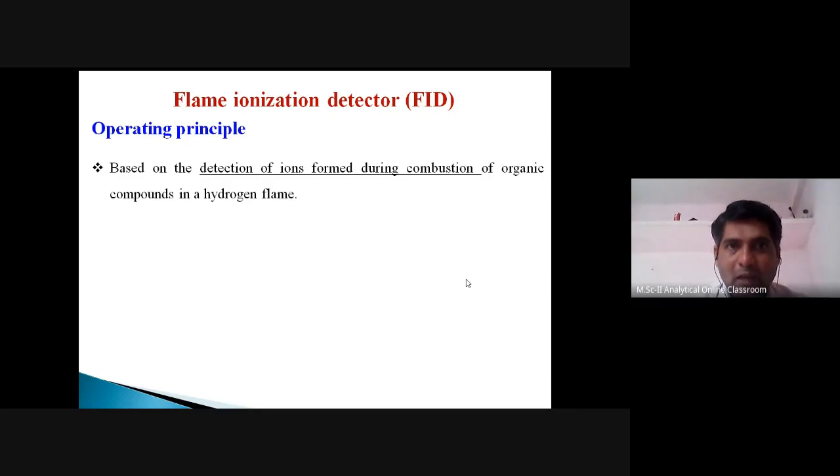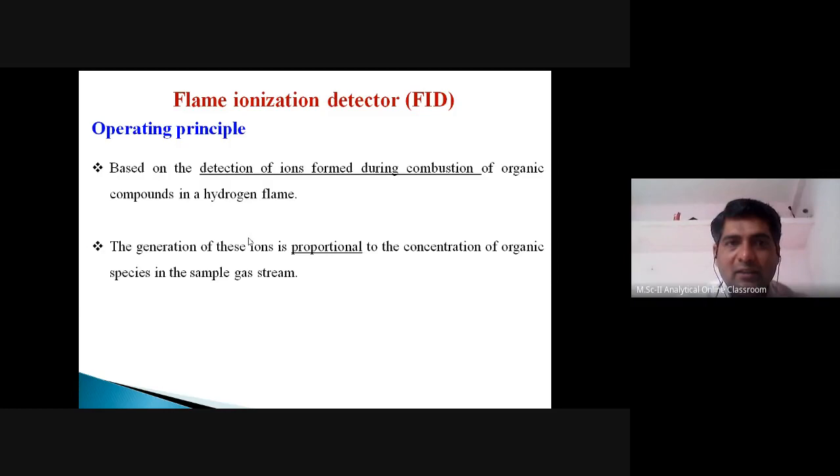As the name suggests, flame ionization detector means there will be ion formation in a flame, and that ion will be detected by the detector. So it is based on the detection of ions formed during combustion. Combustion means total burning of the organic compound in a hydrogen flame. The generation of these ions is proportional: if concentration is more, the formation of ions is more, so it is directly proportional. If concentration is low, the formation of ions is also low.